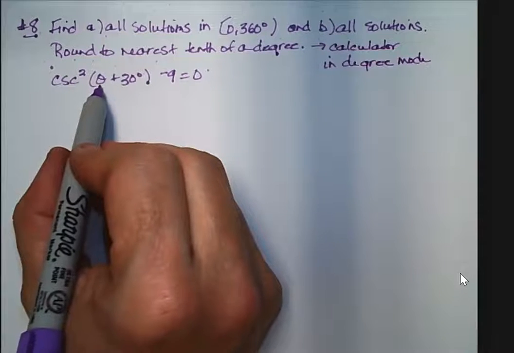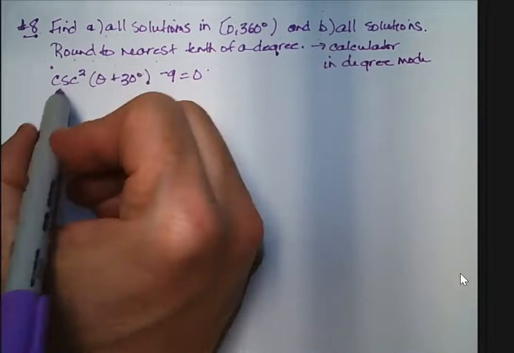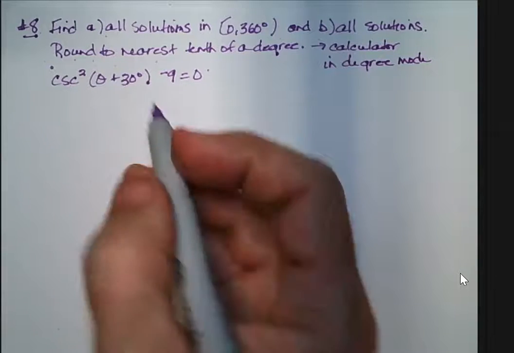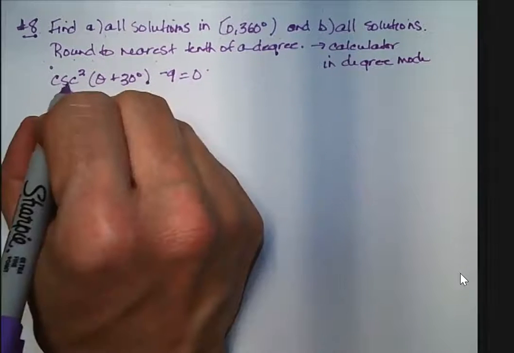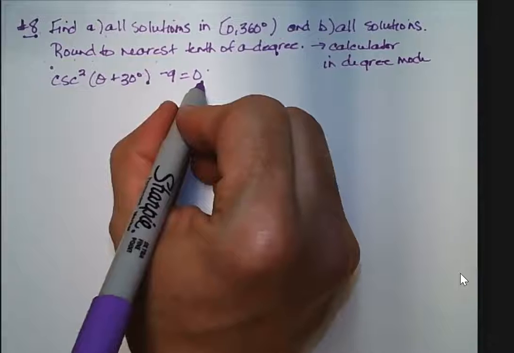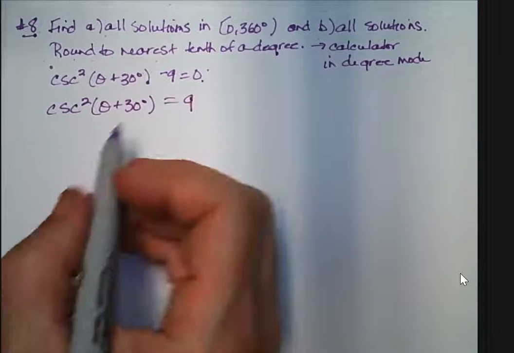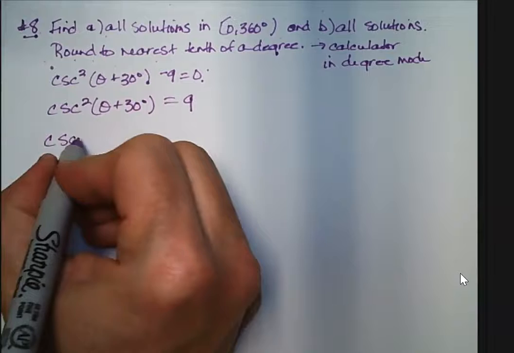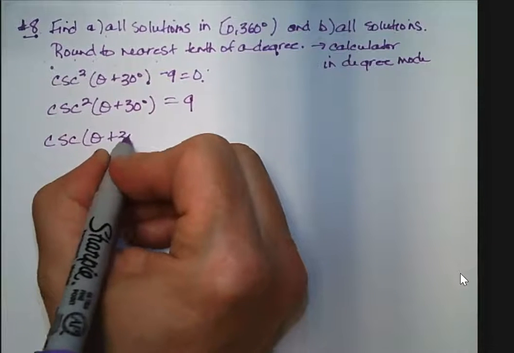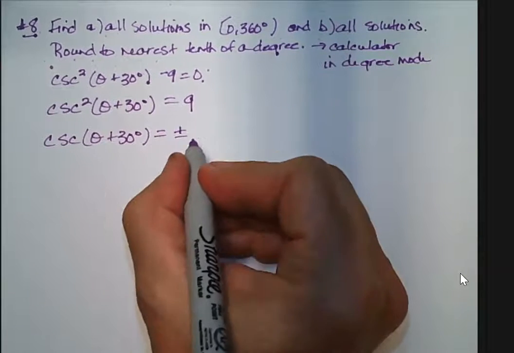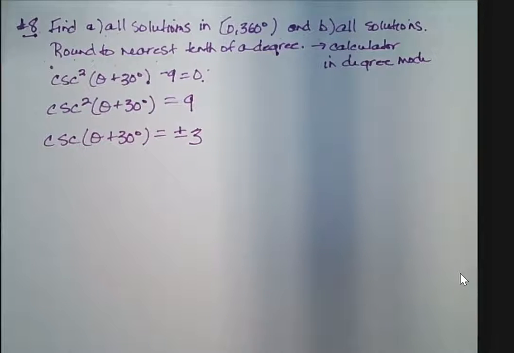Let's start with this one by solving for the cosecant of theta plus 30 degrees. First, we'd solve for the cosecant squared by adding 9 to each side. Now we can solve for cosecant by taking the square root of each side. That's going to give us just cosecant on this side. On this side, we're doing plus or minus the square root of 9. That's going to give us plus or minus 3.